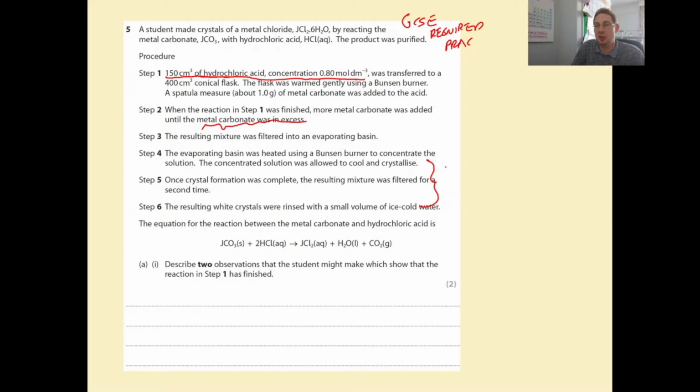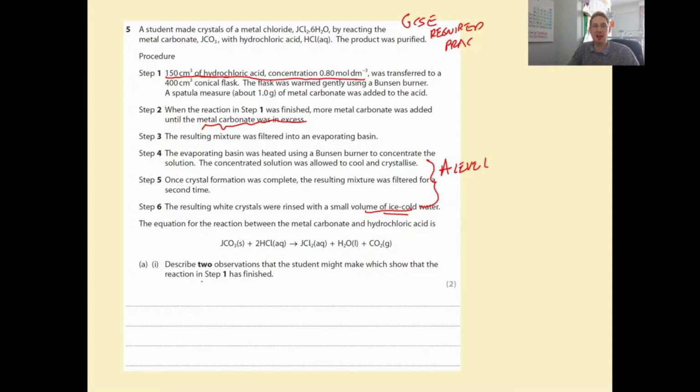So this is the new bit. This is the A-level addition to the practical, which is we are getting pure crystals here by rinsing the crystals with a small volume of ice cold water. Describe 2 observations that the student might make which show that the reaction in step 1 has finished.